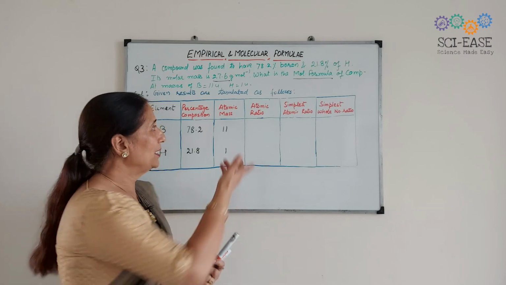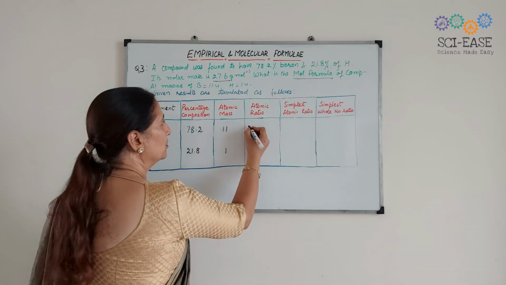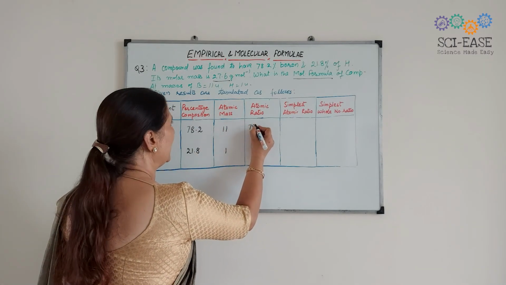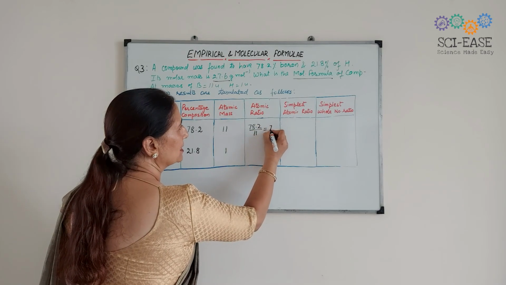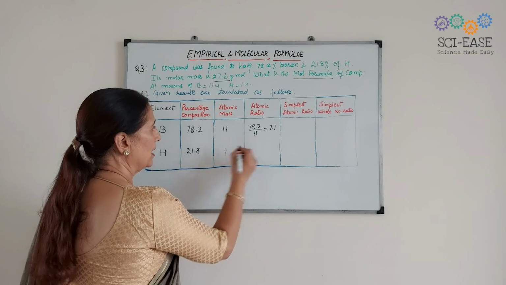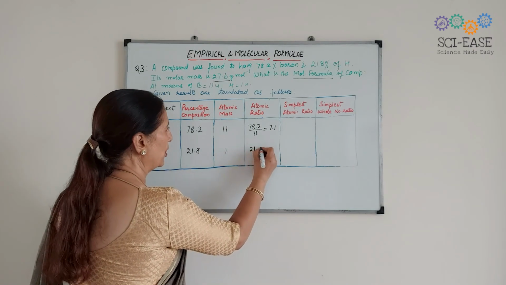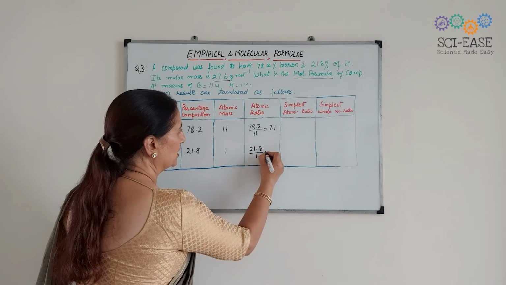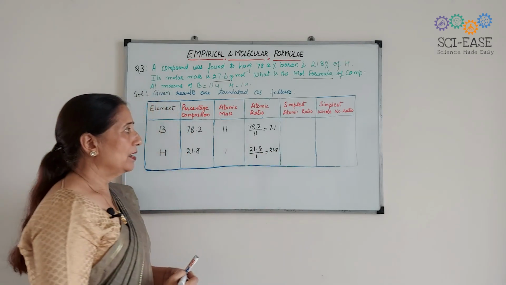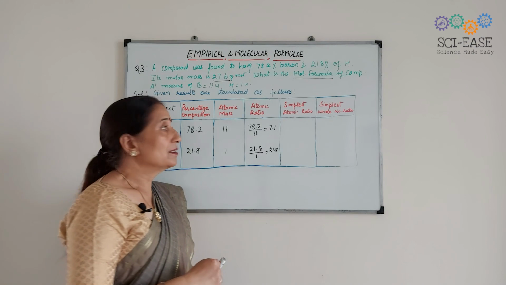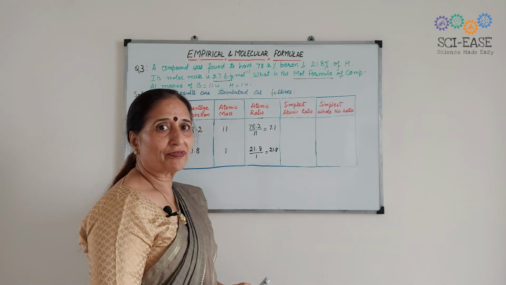Now we have to calculate the atomic ratio. What we will do? We will divide 78.2 by 11. So what will be the result? 7.1. Here it is 21.8 divided by 1, it is 21.8. Now what is the simplest atomic ratio of this?